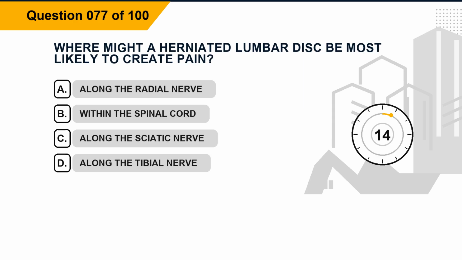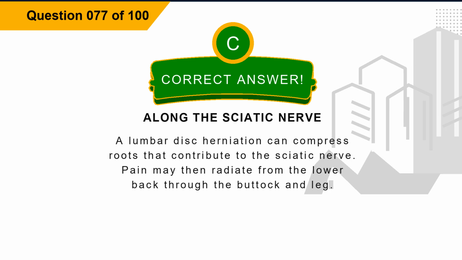Question 77. Where might a herniated lumbar disc be most likely to create pain? Option A, along the radial nerve. Option B, within the spinal cord. Option C, along the sciatic nerve. Option D, along the tibial nerve. The correct answer is option C, along the sciatic nerve. Explanation. A lumbar disc herniation can compress roots that contribute to the sciatic nerve. Pain may then radiate from the lower back through the buttock and leg.